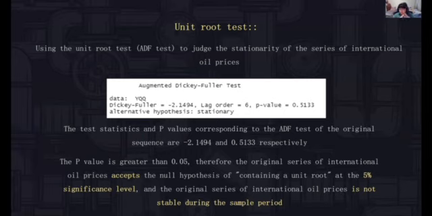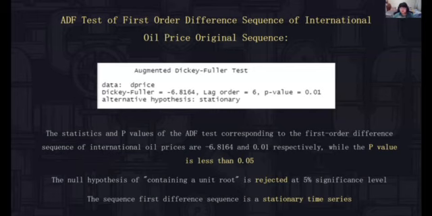So the original series of international oil price accepts the null hypothesis of containing a unit root at the 5% significance level, and the original series of the international oil price is not stationary during the sample period. The second point is the ADF test of the first-order difference series of international oil price original series.